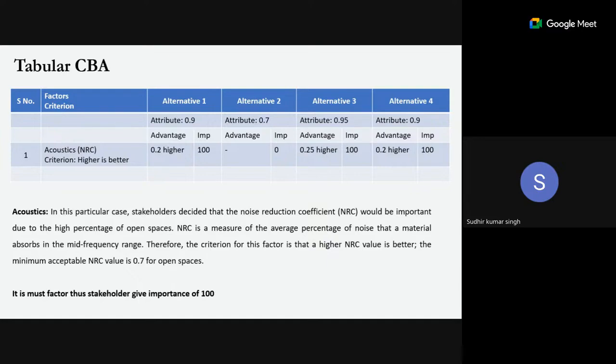The criterion is: the higher the noise reduction coefficient, the better, because it is going to work great in acoustics. So I have four alternatives: Optima, Ultima, Optima PB, and Optra. Alternatives 1, 2, 3, and 4. Attributes are for each of those. Alternative 1 is Optima. The attribute is that it has NRC 0.9. NRC is always less than 1. So NRC is 0.9. The second alternative has NRC 0.7. So instantaneously you say, okay, this is 0.7, this is 0.9. 0.9 is very good for me, because your criterion is higher is better.